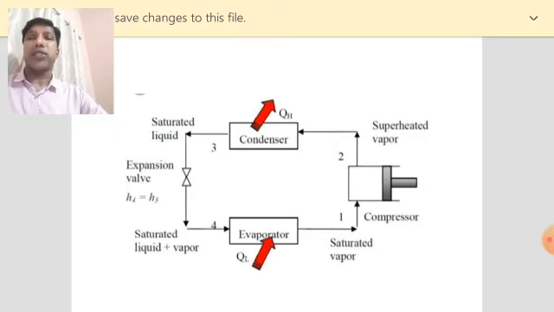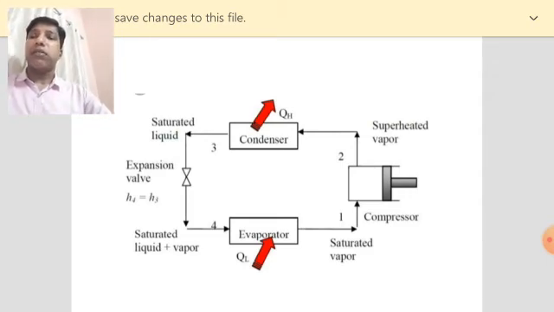It is not an isentropic expansion, but an isenthalpic expansion. That means the enthalpy remains constant, whereas entropy slightly increases, because it is not a turbine, it is an expansion valve. So enthalpy remains constant and entropy increases. The temperature of the liquid also decreases because of the expansion.